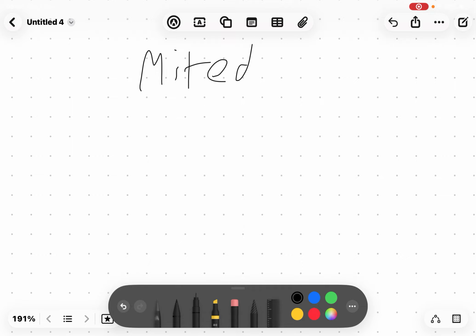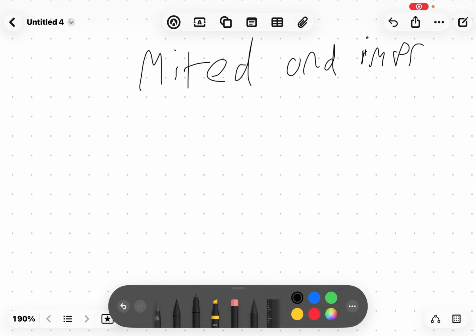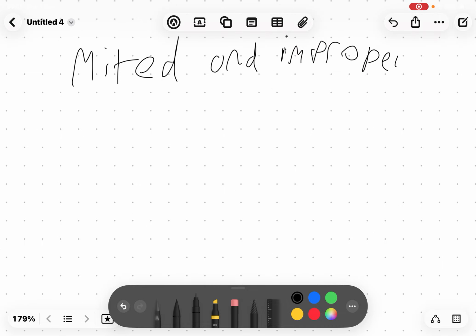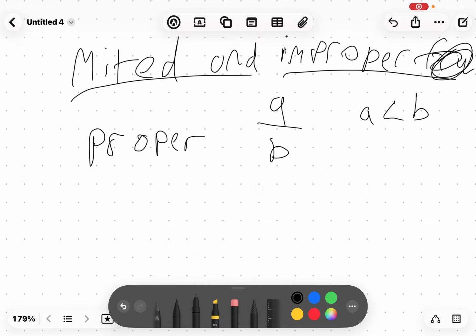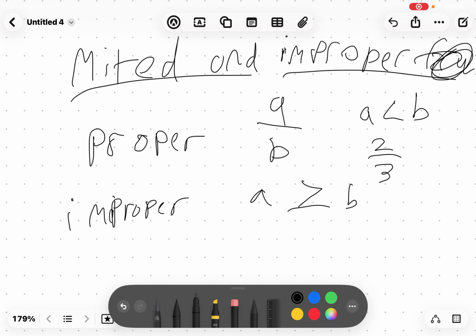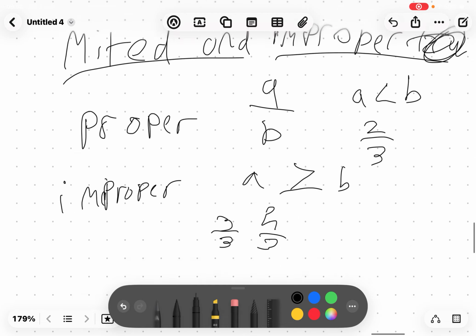Okay, now let's talk about mixed and improper fractions. A proper fraction is when it's like this, a over b, and the a is smaller than the b. So for example, 2/3. Improper is when the a is greater than or equal to b. So let's say 3/3 or 4/3. That's improper.